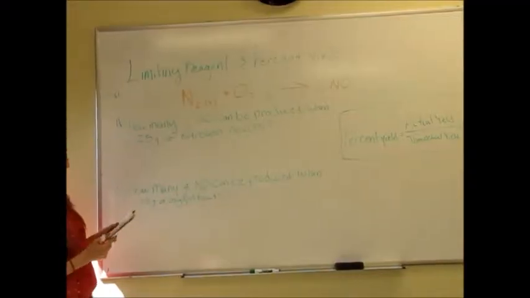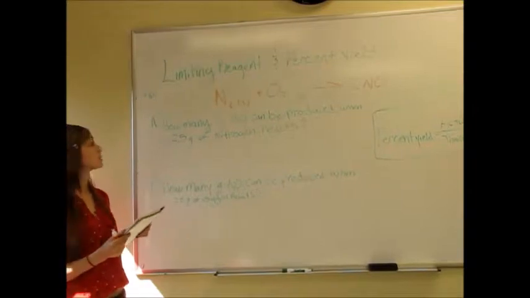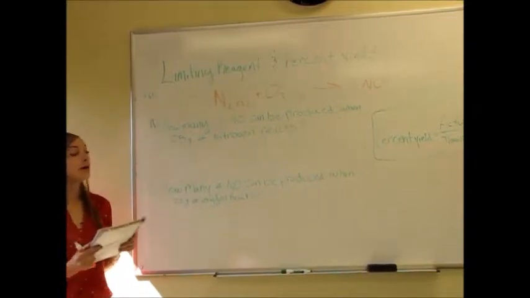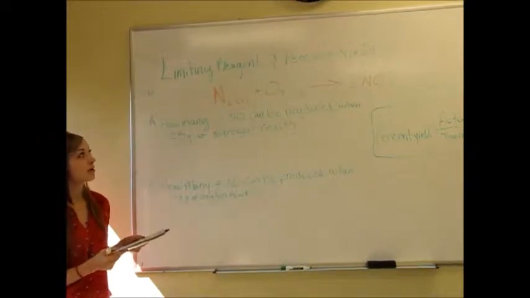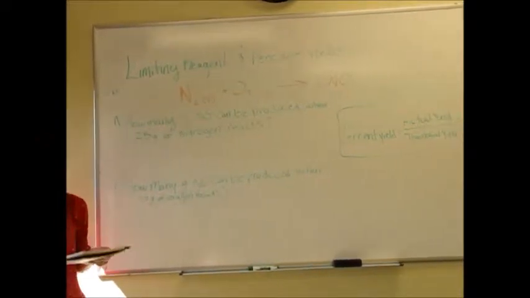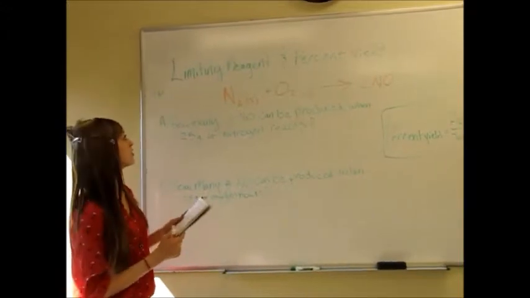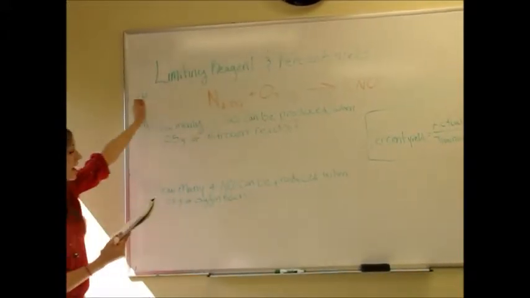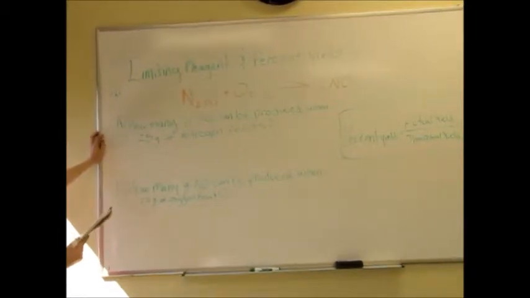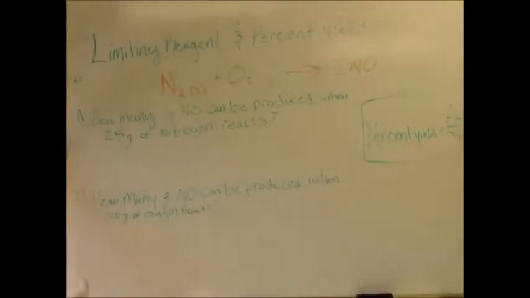I'm going to be doing a limiting reagent problem, which is number 56 on packet 4. And then after doing this problem, I'm going to show you how to use this and solve a percent yield problem. So question 56 gives us this reaction right here, and question A asks how many grams of NO can be produced when 25 grams of nitrogen reacts.